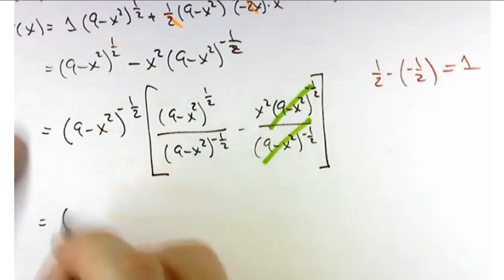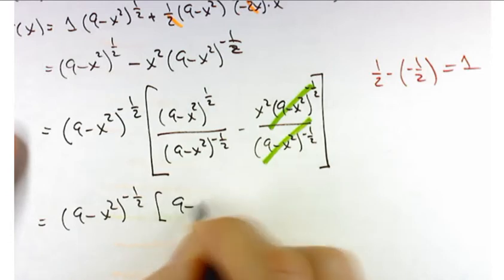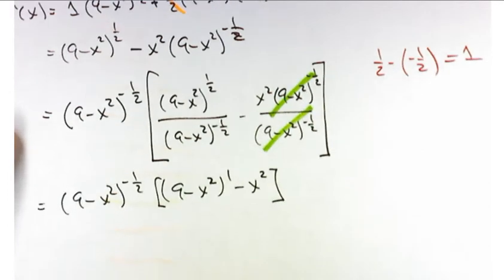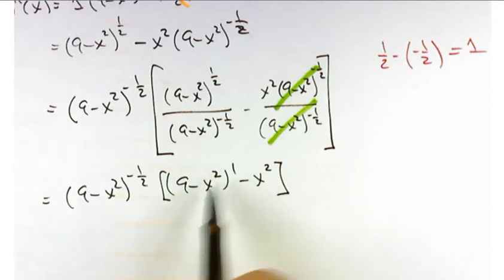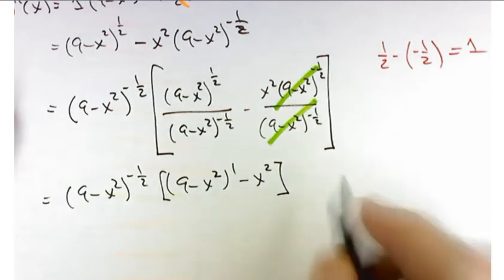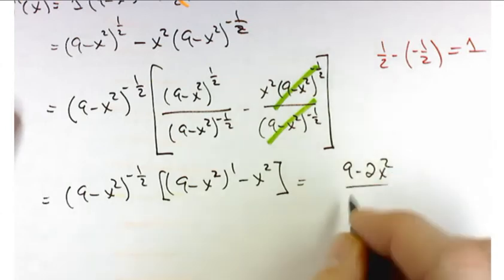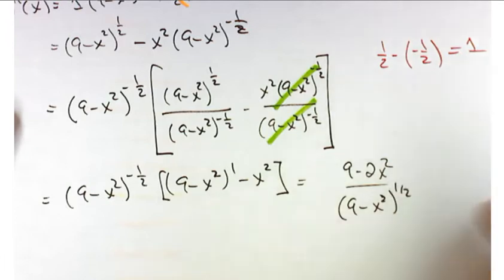So overall, we're going to have 9 minus x squared to the minus 1/2 times 9 minus x squared to the first power minus x squared again. Whew. Past the hard part. Inside here, I don't need the parentheses to the first power, so I'll just move these terms around. There's a like term here and here. I'll rewrite that as 9 minus 2x squared over 9 minus x squared to the positive 1/2.